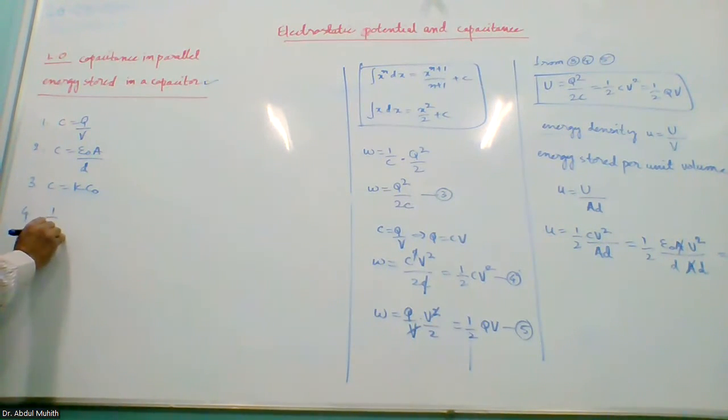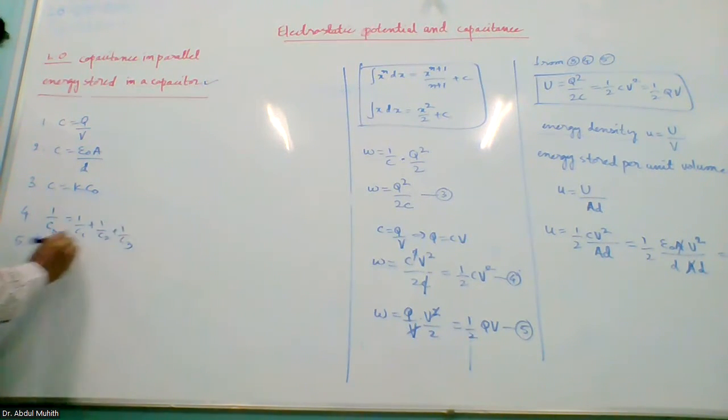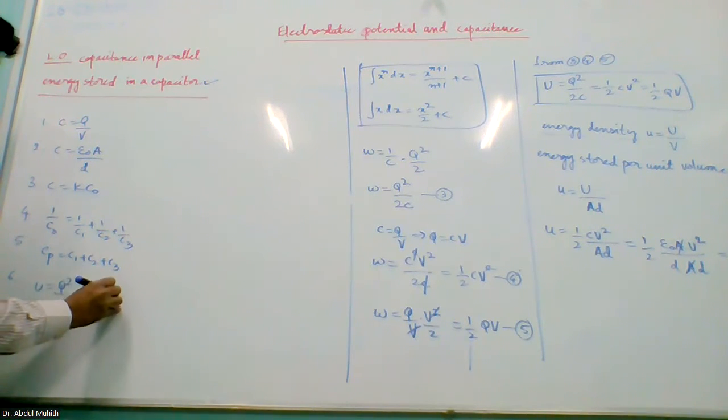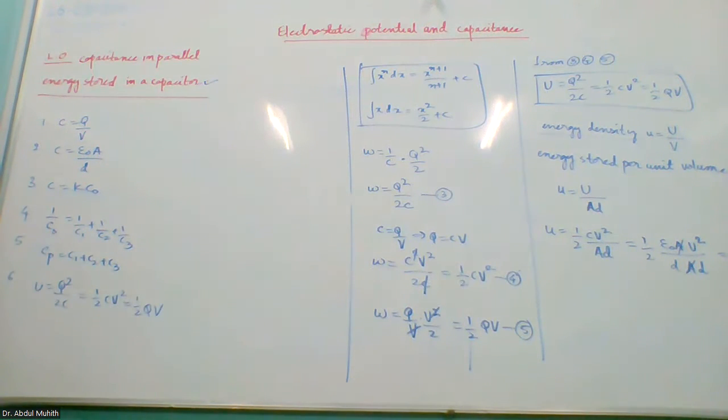1 by CS is equal to 1 by C1 plus 1 by C2 plus 1 by C3. And CP is equal to C1 plus C2 plus C3. Sixth one, energy U is equal to Q square by 2C, equal to half CV square, equal to half Q into V. Now seventh one, last one, energy density U is equal to 1 by 2 epsilon 0 V square by D square.